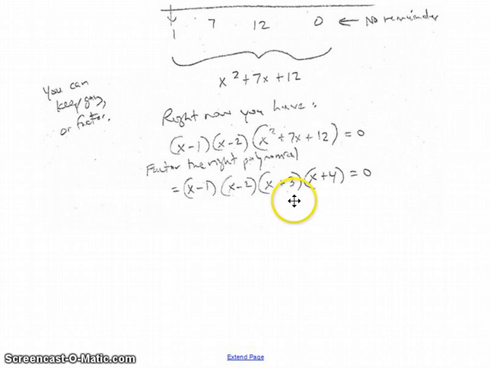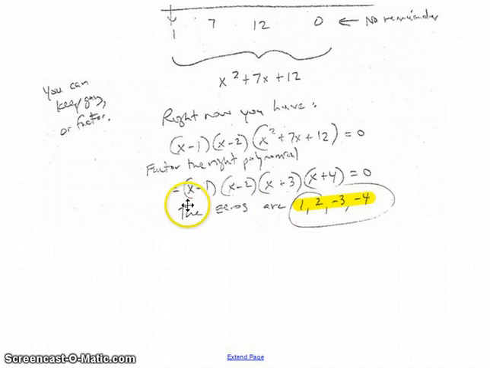And when I factor it, I get x plus 3 times x plus 4. Remember, x plus 3 times x plus 4 is the same as this trinomial. So now I've got 4 factors. So the zeros are, well, I already talked about the 1 and the 2. If x plus 3 is equal to 0, then negative 3 is one of the zeros. If x plus 4 is equal to 0, then x is equal to negative 4, and therefore negative 4 is one of the zeros. That's it. Those are my 4 answers.